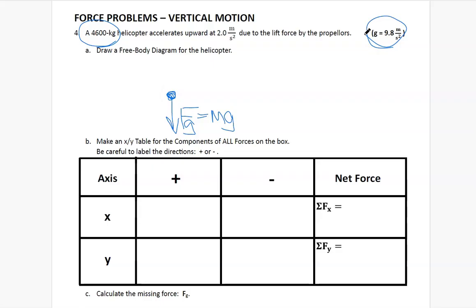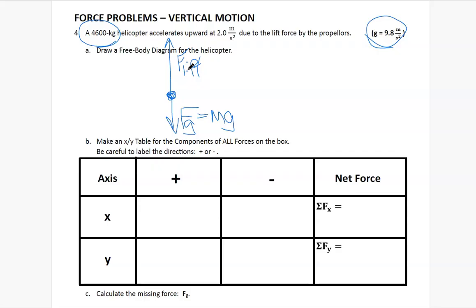We also know there's a lift force. I'm going to draw it as a bigger arrow because we know it's lifting the helicopter up. And we'll just call that the force of lift. If you want to call it the force up or the force applied, that's fine. But I'm going to call it the force of lift. And the force of lift is fighting against the weight force. Now, are there any other forces?